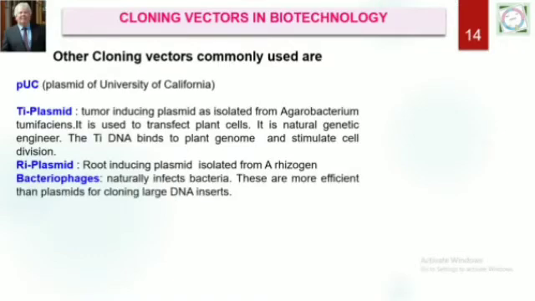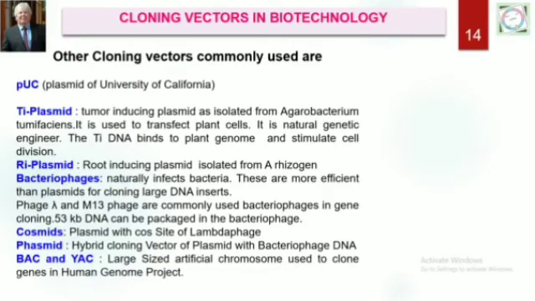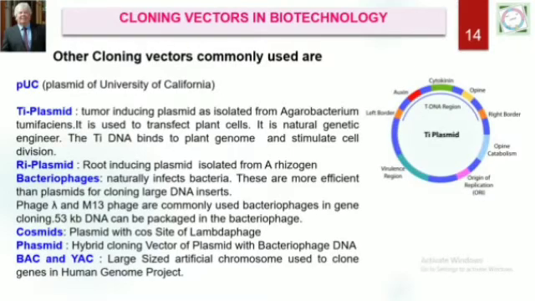Ri plasmid, root-inducing plasmid, is isolated from Agrobacterium rhizogenes. Bacteriophages naturally infect bacteria. These are more efficient than plasmids for cloning large DNA inserts. Cosmids and plasmids are another option, and a part of that are the bacterial artificial chromosome and yeast artificial chromosome. They are large artificial chromosomes used to clone genes in the human genome project. Here is a representation of the Ti plasmid.